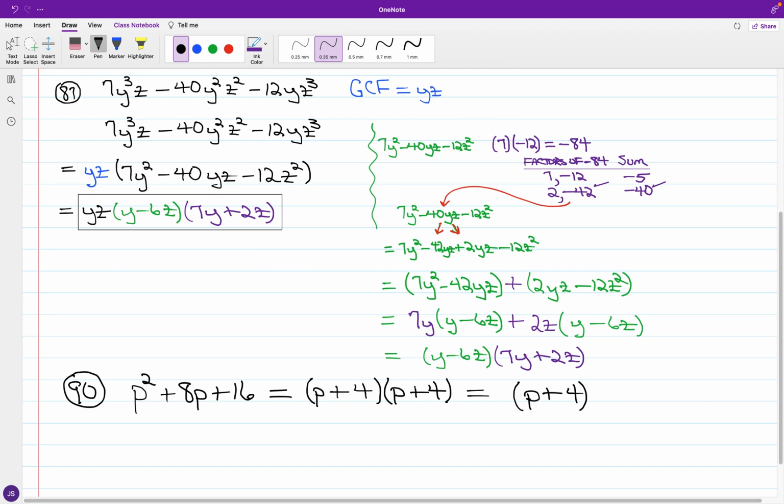Since it appears twice, for p squared plus 8p plus 16, this is a squared trinomial, meaning that this is going to be the square of a particular binomial, or in this case the binomial was the quantity p plus 4.